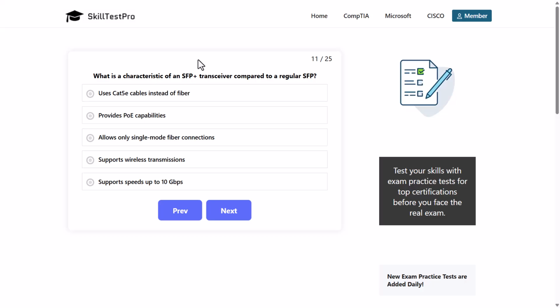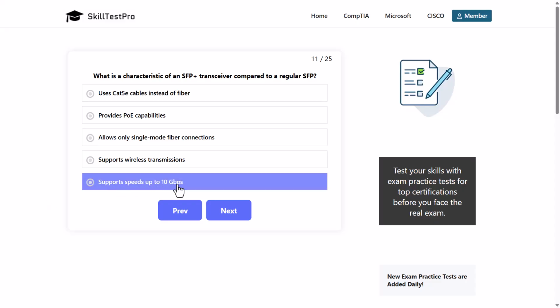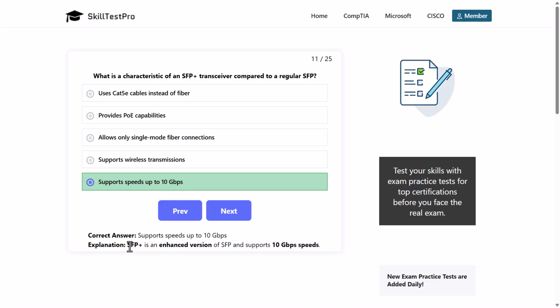So what is the difference? And what is the correct answer for this question? And the correct answer is that it supports speeds up to 10 gigabits per second, as SFP Plus is an enhanced version of an SFP and supports 10 gigabits per second speeds.